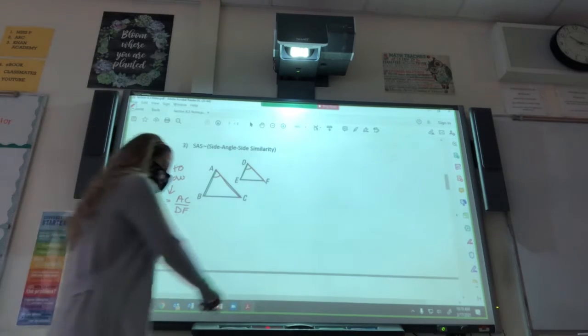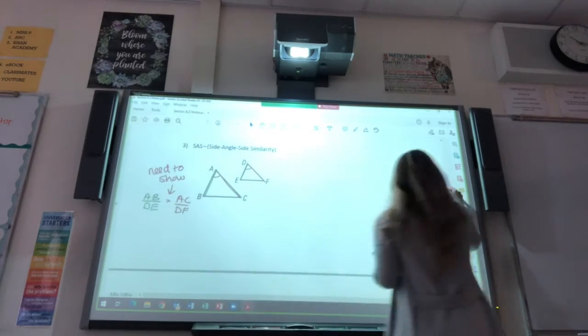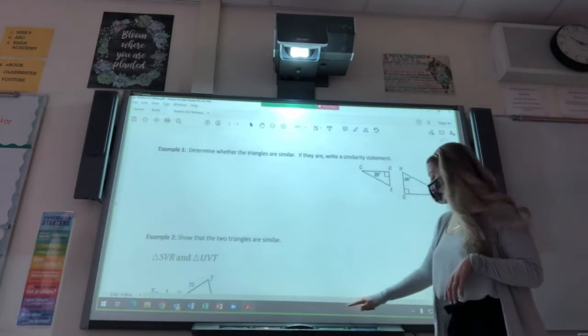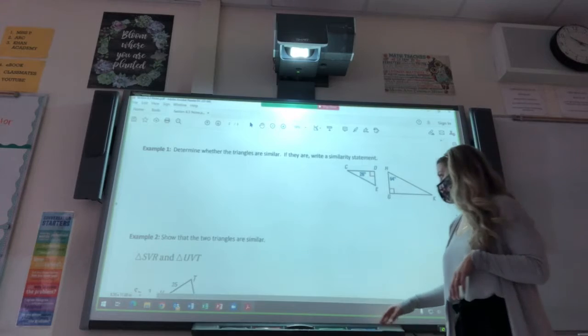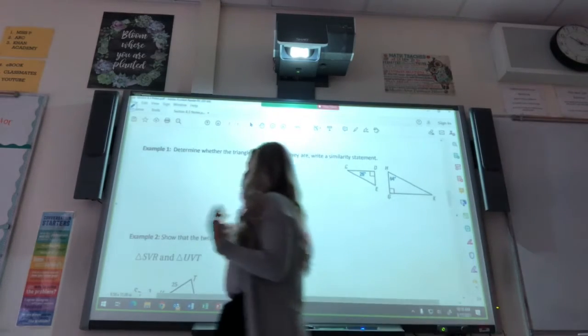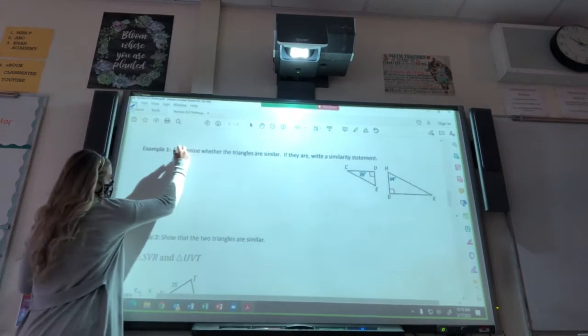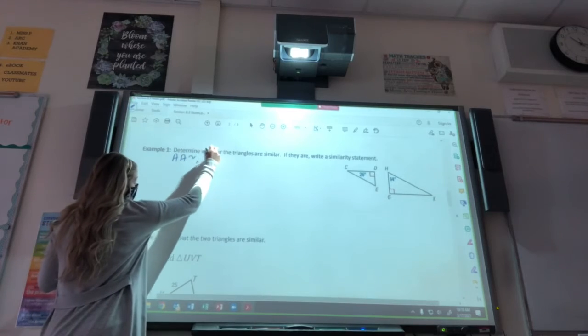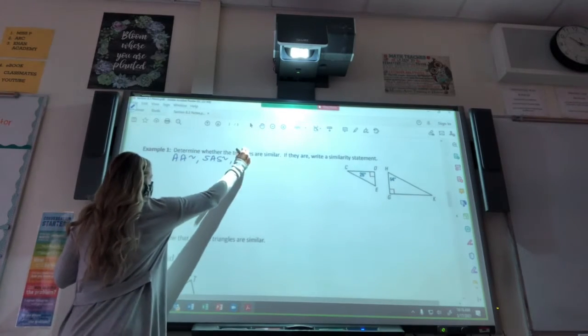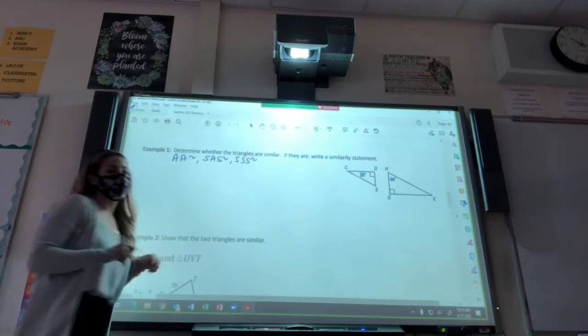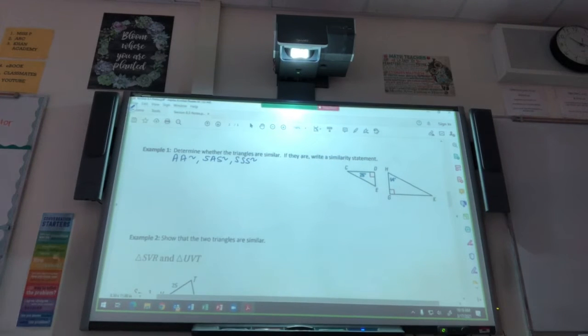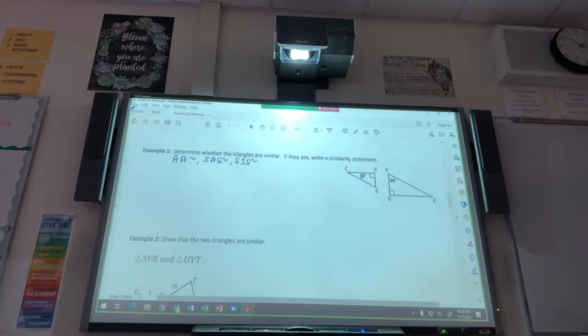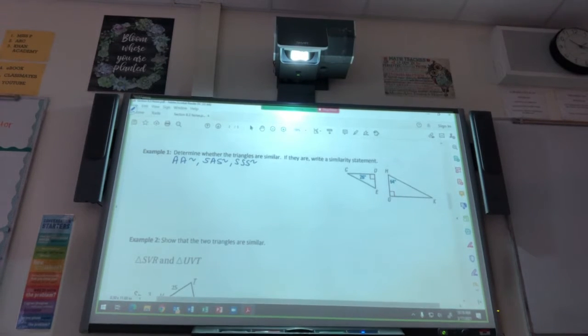Okay, let's practice using these. In example 1, it says determine whether the triangles are similar. If they are, write the similarity statement. I'm going to write out our three shortcuts. We could use angle-angle, side-angle-side, or side-side-side similarity. If you look at the diagrams, they guide you toward which shortcut you're probably going to use to show that they're similar to each other.